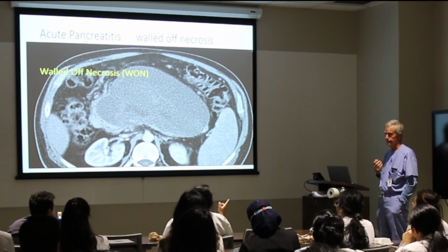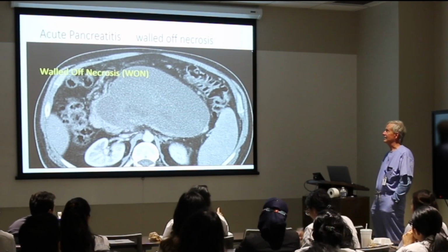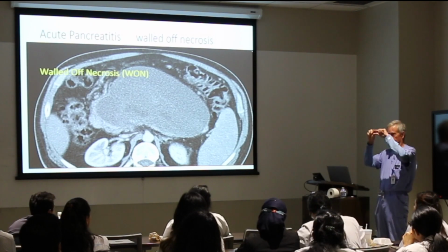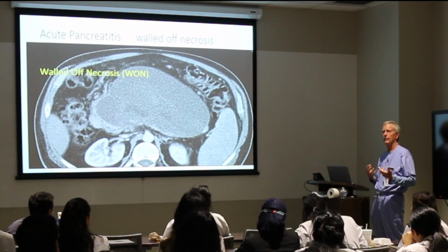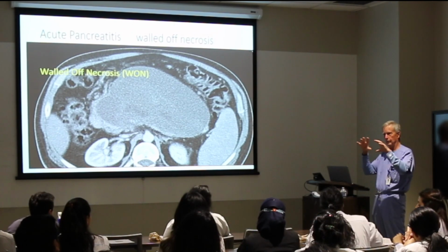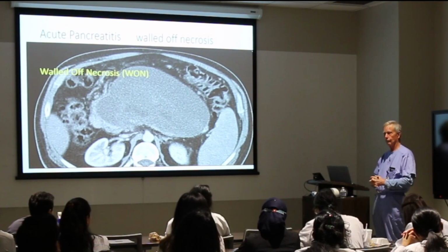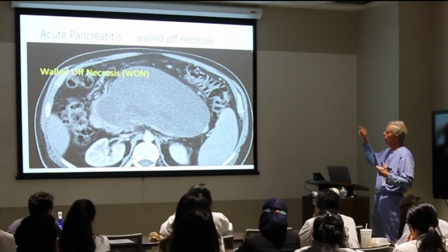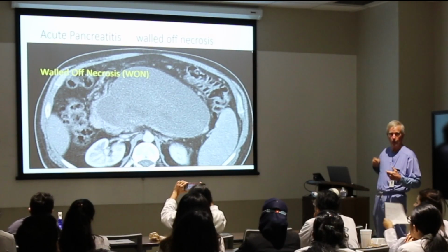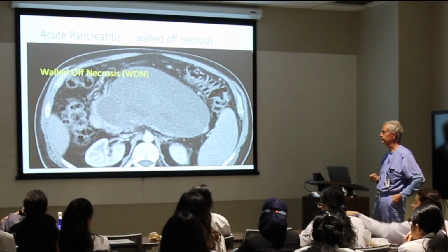On TB, how do we differentiate between walled-off necrosis and a pseudocyst? It's the surface around it. Plus, the pseudocyst came from a patient with interstitial disease, not necrotic disease. The walled-off necrosis came from someone with necrotic disease. So, but you see there's no rim around this. There's no thick pseudocyst around it.